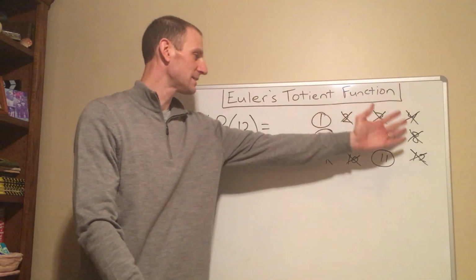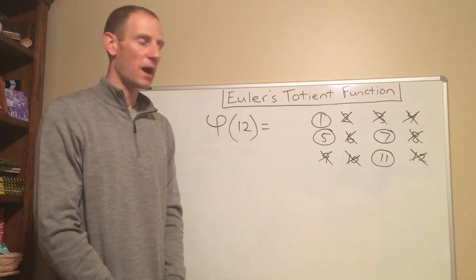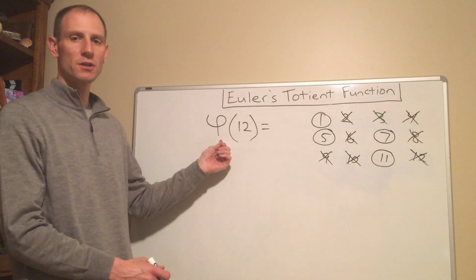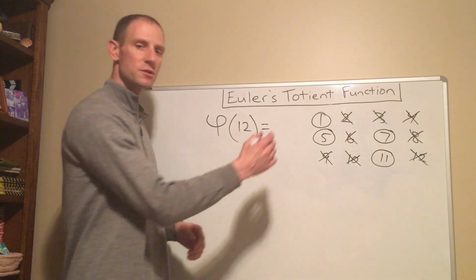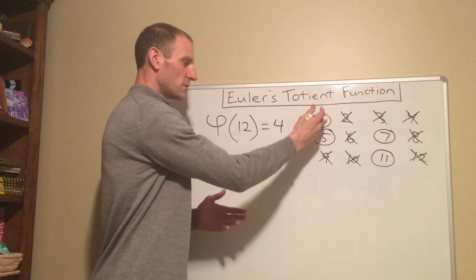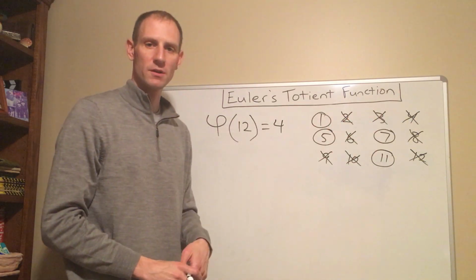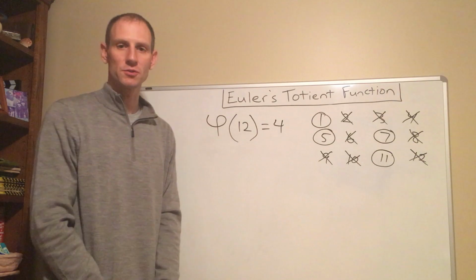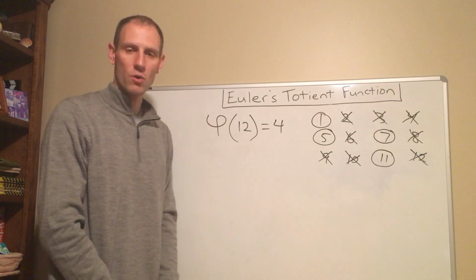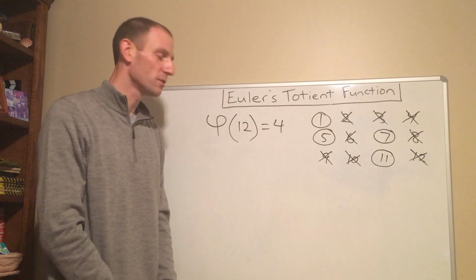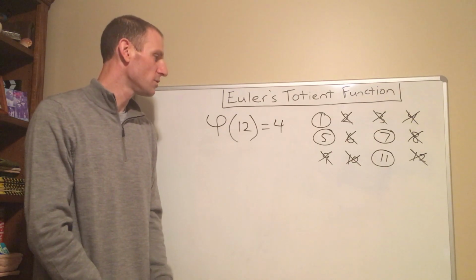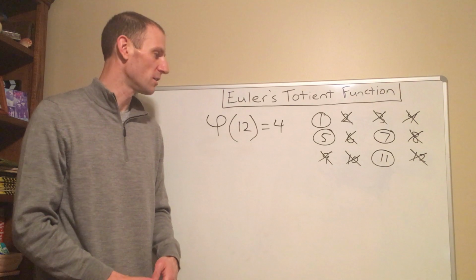When you look at this list of numbers, you'll see that I have 4 numbers circled. So Euler's totient function of 12 equals 4. All you have to do is count how many numbers were circled. So that would give us an answer of 4. So if you're at the grocery store after the quarantine and somebody goes up to you and says, hey, what's Euler's totient function of 12? You can just tell them it's 4 because you've already calculated that one.